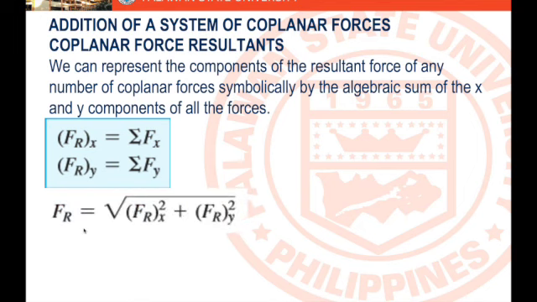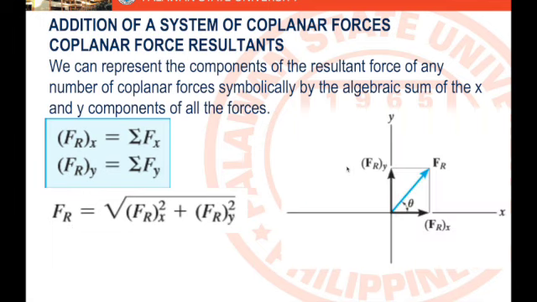So by the Pythagorean theorem, we can solve for the magnitude of the resultant by finding the square root of the sum of the squares of the components. In this case, we have FRx and FRy. So FRx squared plus FRy squared, the square root of that would just give us the resultant. So this is our resultant force, FR. This is the component in x. This is the component in y, FRx and FRy.